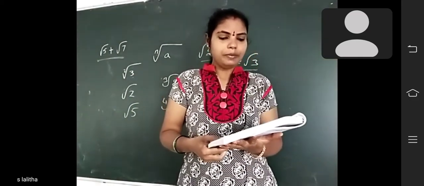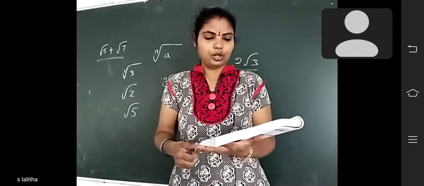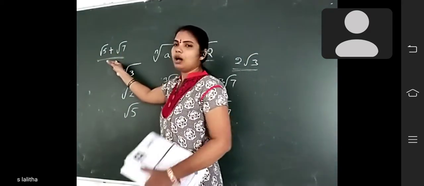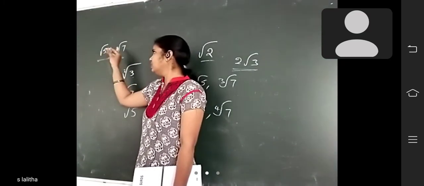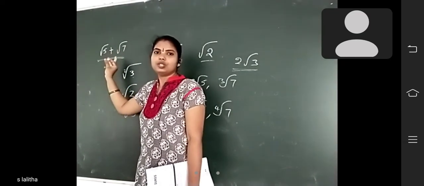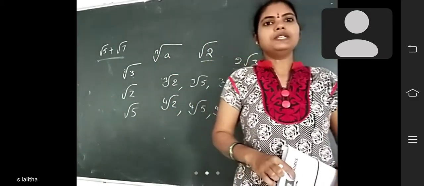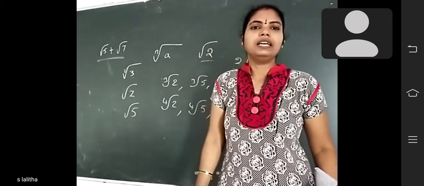Next, binomial surds. A compound surd consisting of only two terms is said to be a binomial surd. So it is a compound surd. In this compound surd, how many terms are there? 1, 2. Two terms are there, no? So that's why this surd is called a binomial surd. The compound surd having only two terms is called a binomial surd.